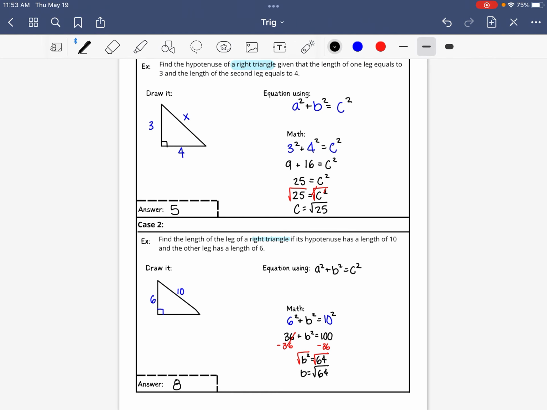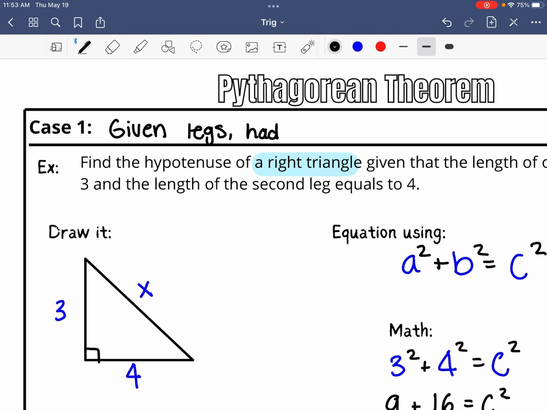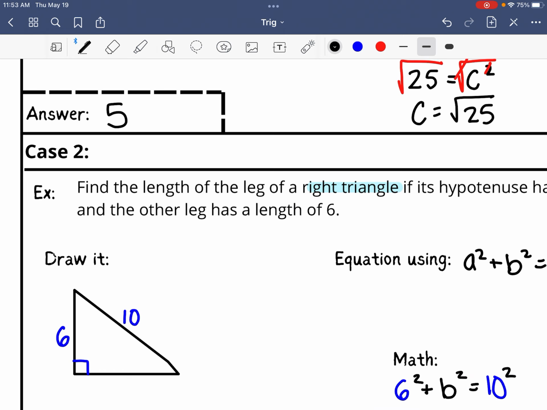So how are these two problems different? Well, in the first one, case 1, we were given legs and had to find the hypotenuse. Well, we had to just find the hypotenuse since c is already on the other side. All we had to do is take the square root and we were done. But in case 2, we were given a leg and a hypotenuse. And we had to find the other leg.